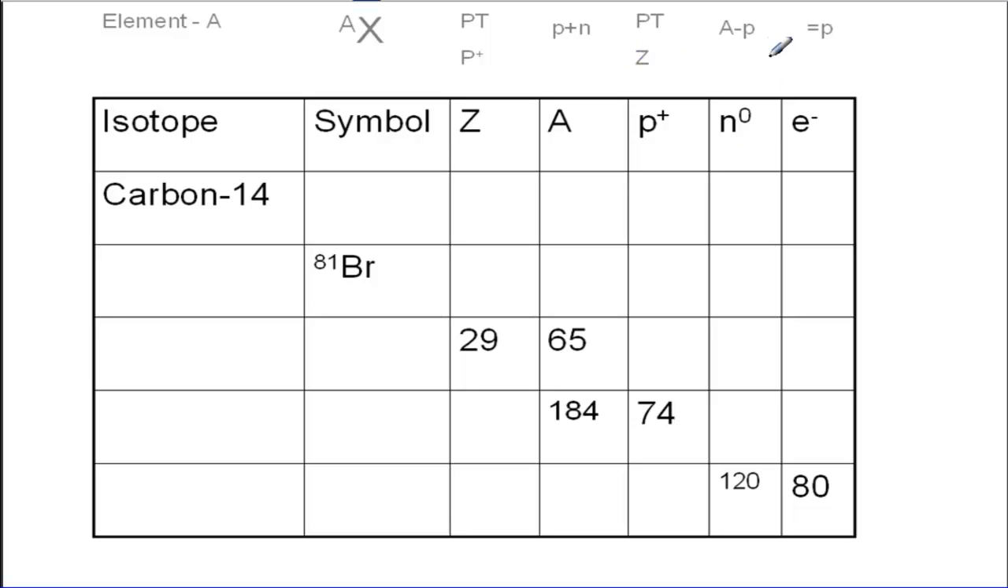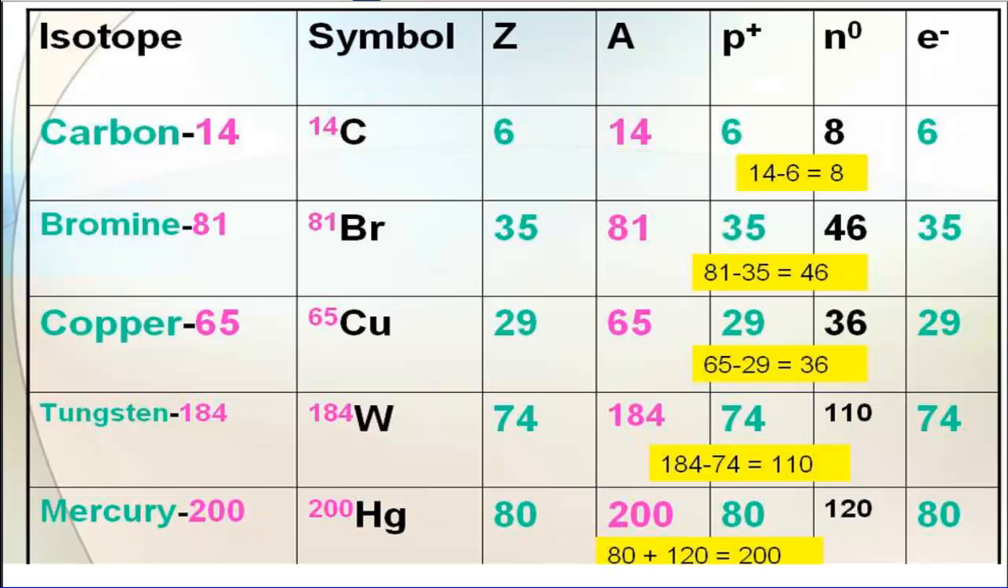Neutrons is your N, so that is mass number minus protons, or A minus P. And then your electrons are the same as your protons because we are dealing with neutral atoms. So here are the answers for this particular box, and I showed you here how to calculate your neutrons, or down here your mass number. So you can pause that and double check.